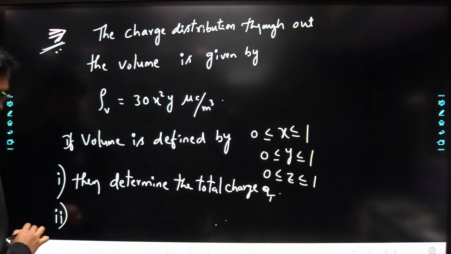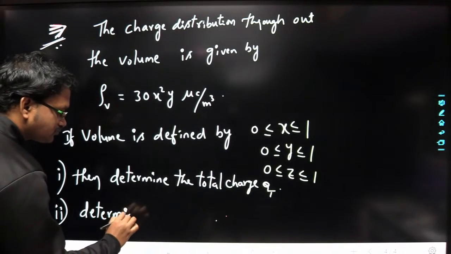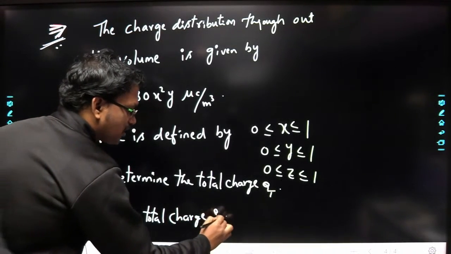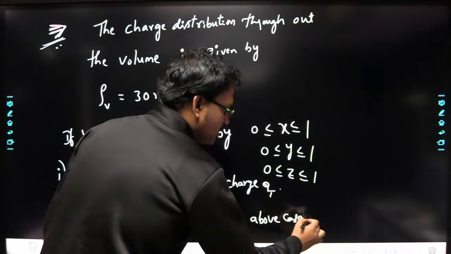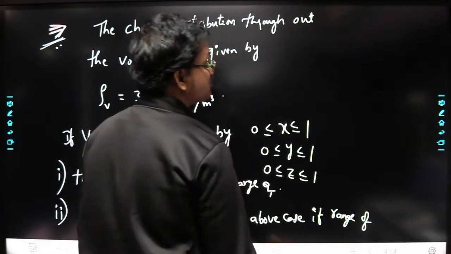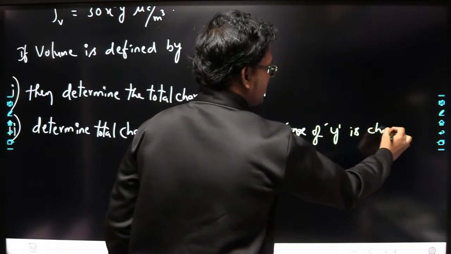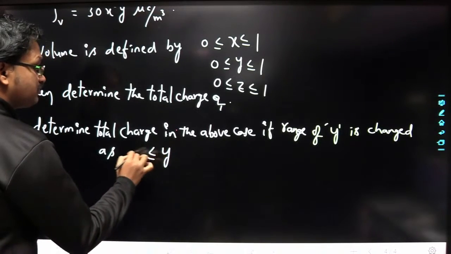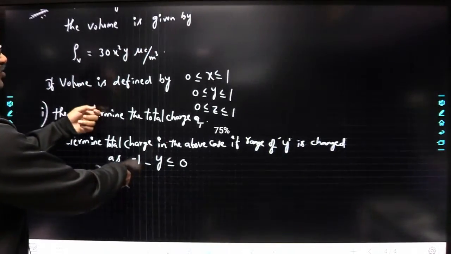Next, second problem. In this second case, determine the total charge in the above case if the range of y is changed, as y varies from -1 to 0. Understood? Okay, so this is the question they have given here.